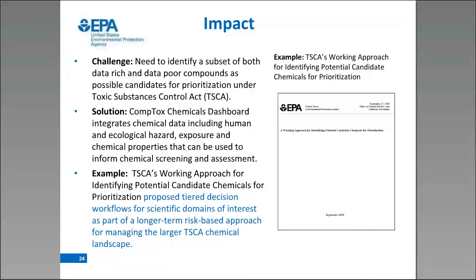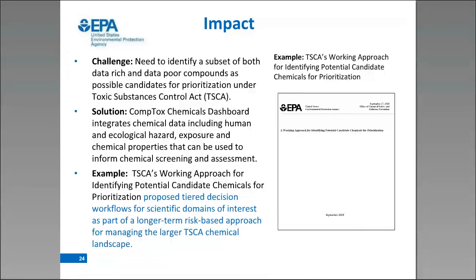And so the solution, in part, was to use the CompTox Chemicals Dashboard, which, as we've discussed, integrates a lot of different data sources and data information that could be used to help inform potential candidates for prioritization. And so the example shown here is the TSCA's working approach for identifying potential candidate chemicals for prioritization. This was released last September, September 2018. It has short-term and long-term options for approaches to select or identify candidates for prioritization.